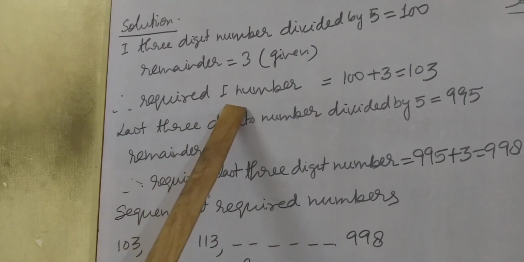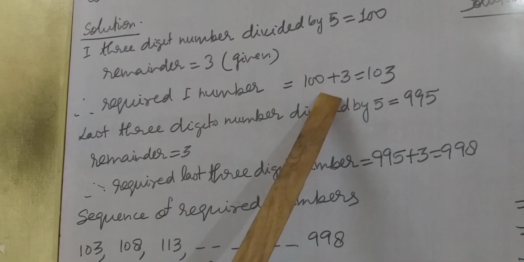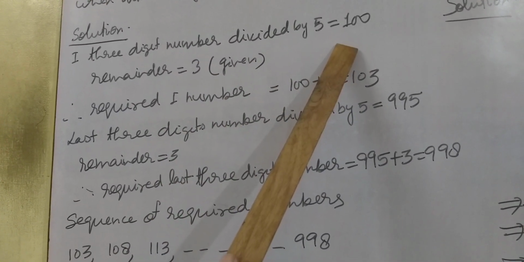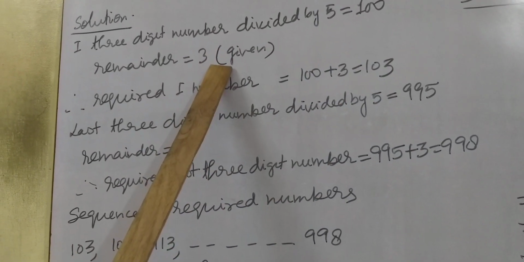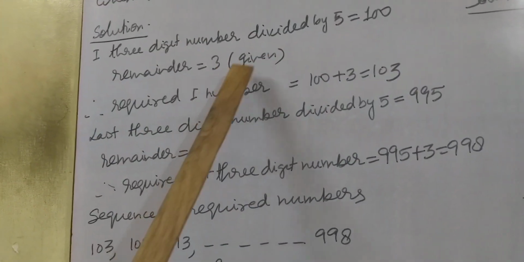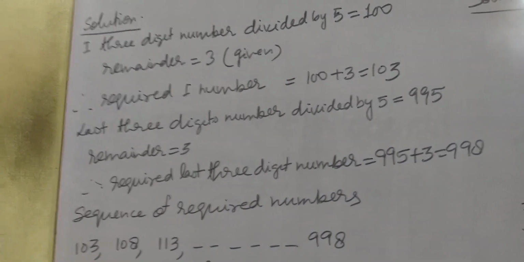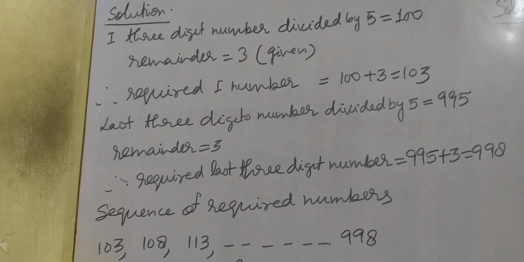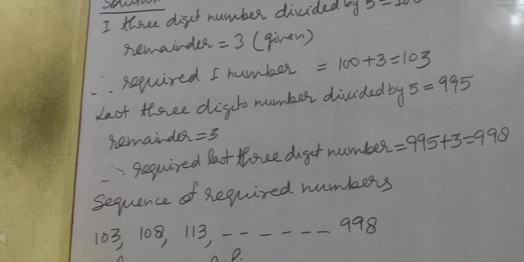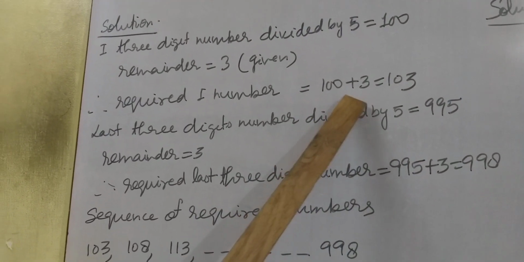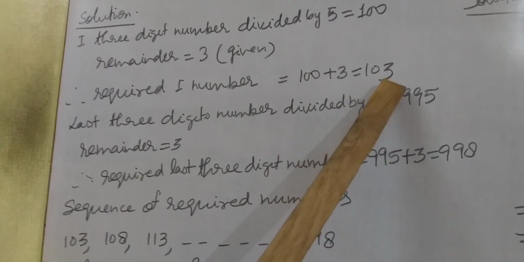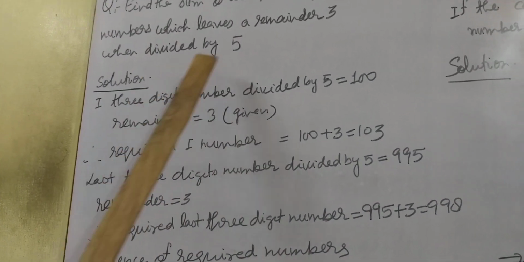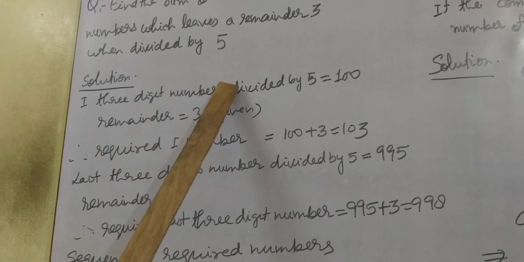So the required first three-digit number is 100 plus 3, because the remainder is 3 and the first three-digit number is 100. If we subtract 3 from 100, then the number will be of 2 digits. Okay, we need 3-digit numbers. That's why we have to add 3 to 100. The answer is 103. The required first number which leaves a remainder 3 when divided by 5 is 103.